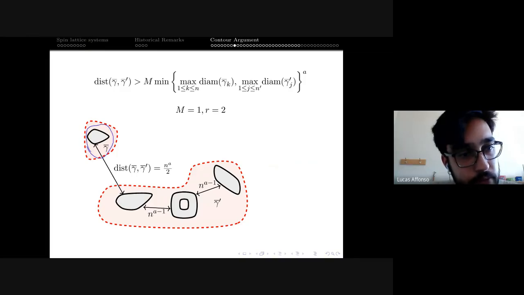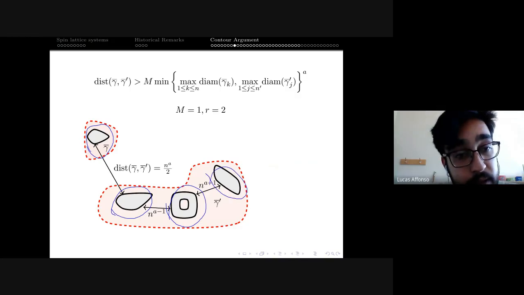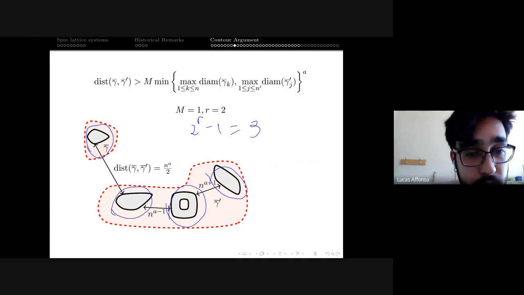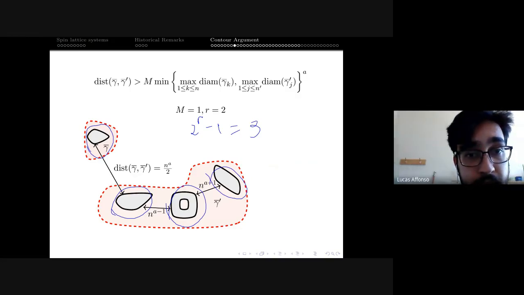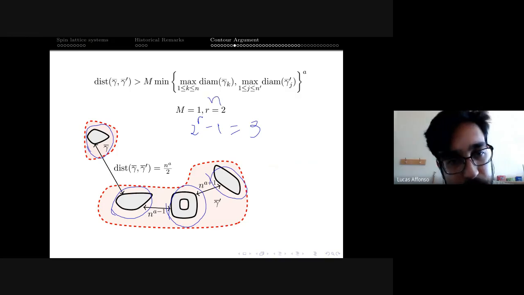So if you try to make, for instance, this partition for the first case, and you take 3 guys right here, remembering that these partitions should have at most 2 to the r minus 1, then this should be 3 in this case. So I can only break gamma prime into 3 sets. We have that the maximum diameter of one of these guys is n, and since everyone here is also n, we have the maximum diameter is n. The minimum between the two is n again.